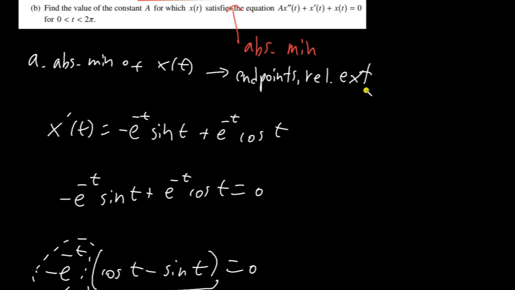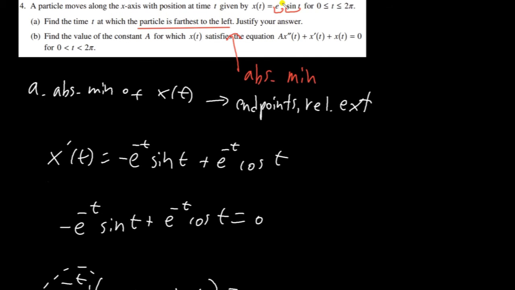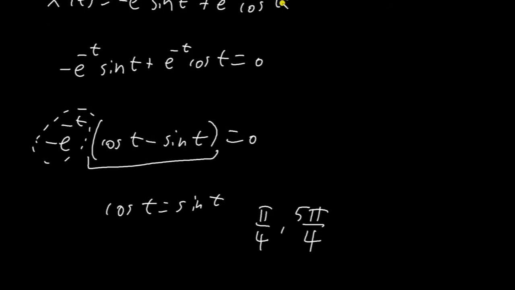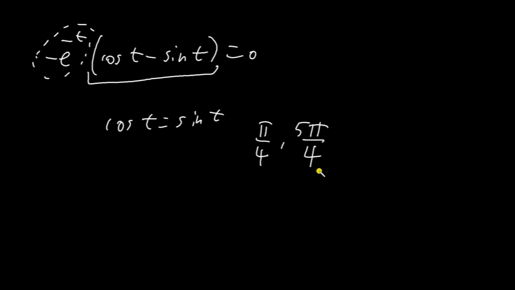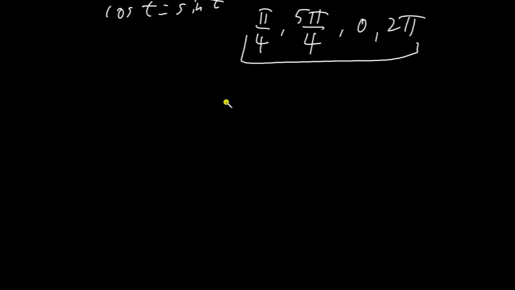So we found the relative extrema. Now we need to find the endpoints. Well, it kind of gave us the endpoints right here. It's just 0 and 2 pi. So the relative extrema are pi over 4 and 5 pi over 4, and the endpoints are 0 and 2 pi. So these are the 4 possible values for the absolute minimum of x of t. My bad.